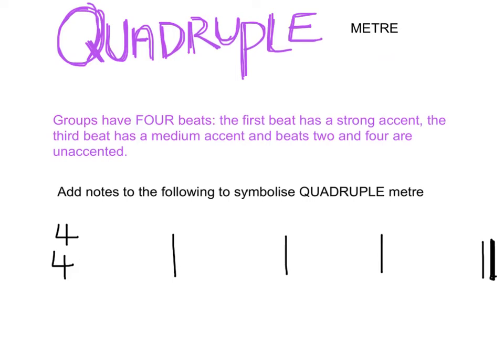Please write an example of quadruple metre in your music book. Again, 4 bars, which is indicated by the double bar lines at the end of the piece. Quadruple metre is identified by the 4/4 time signature to the left of the piece. Please make sure that your note values equal 4 beats within each bar. Please pause this video while you do so.